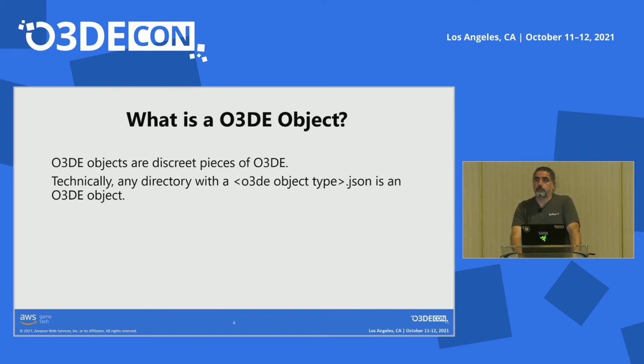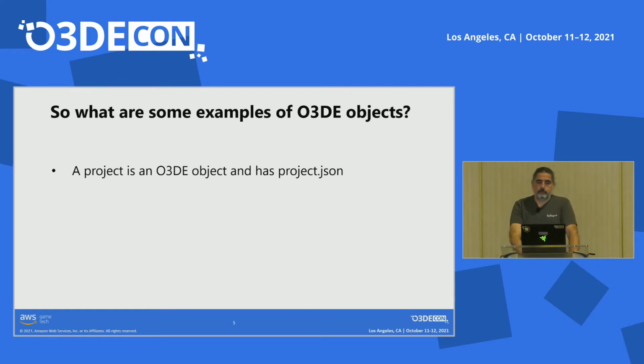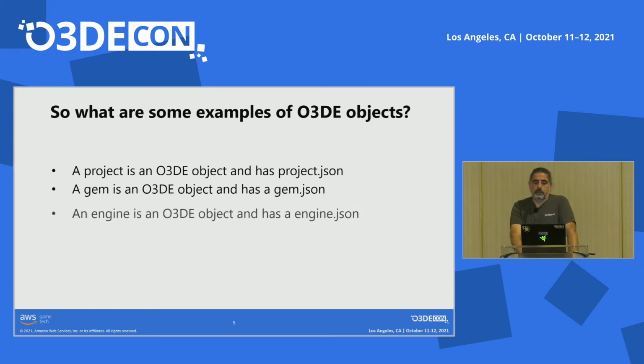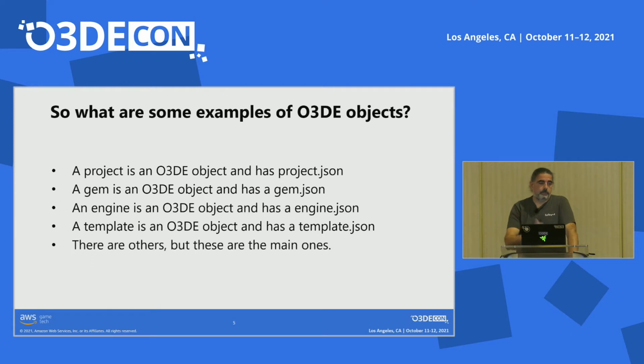All right, so what is an O3D object? Well, an O3D object is a discrete piece of O3D. Technically, any directory that has an O3D object JSON is an O3D object. Some examples would be things like a project. A project is an Open3D object. It has a project JSON. A gem, obviously, we just said is an O3D object and has a gem JSON. The engine itself is an O3D object and has an engine JSON. Templates, there are many others, but these are the main core ones that we'll be focusing on.